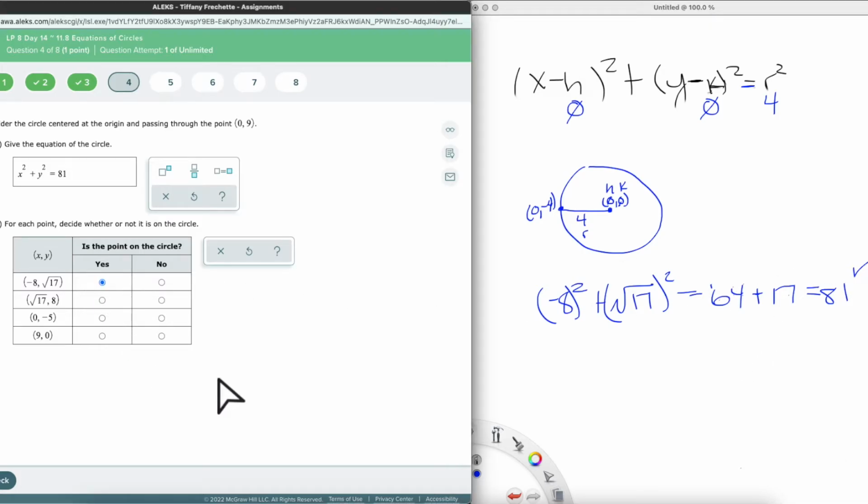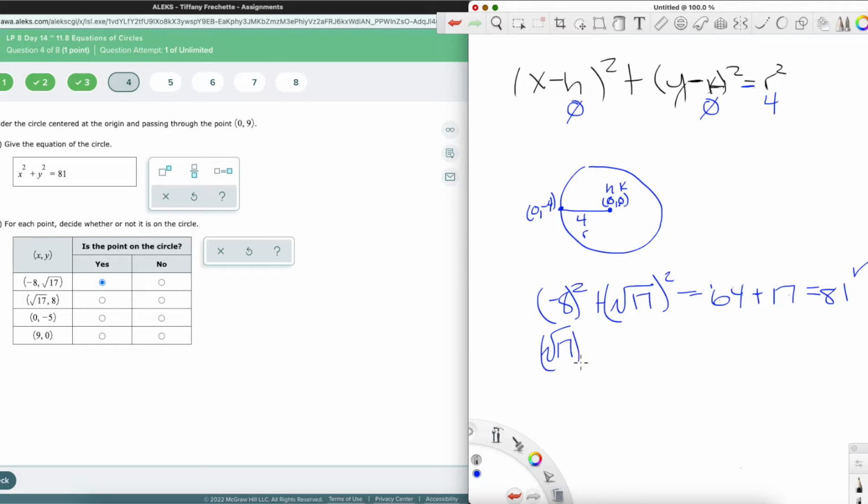We're just testing real quick to see. So this one is going to be the same thing. It's just backwards. 17 squared. That's going to be the same thing. 8 squared. That doesn't change anything at all because I'm squaring the whole piece. So it's still going to be 17 plus 64. So that guy also works.